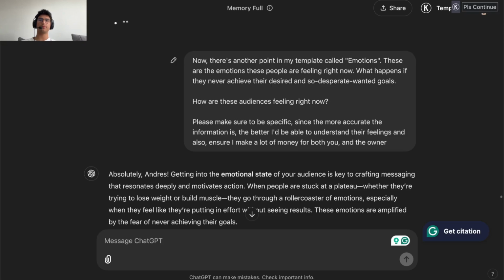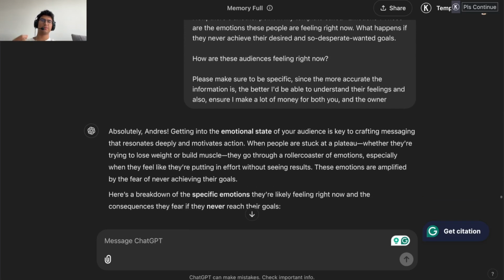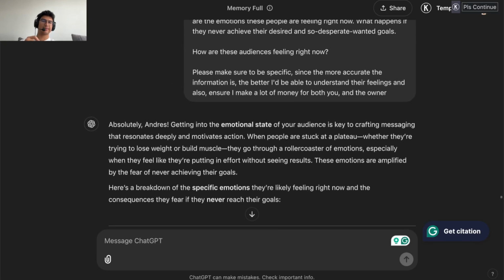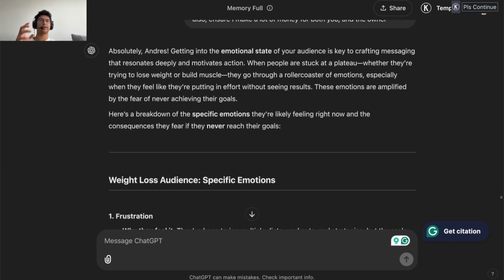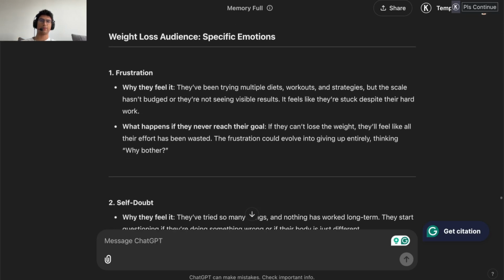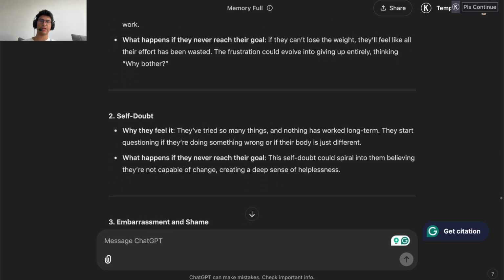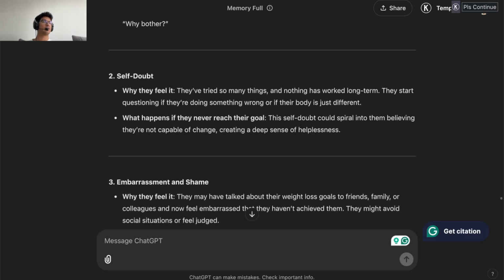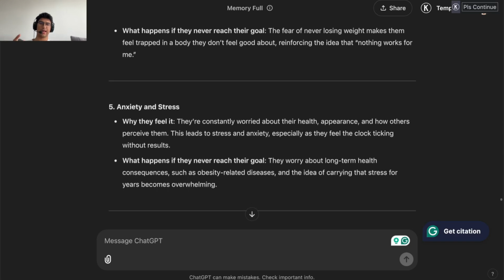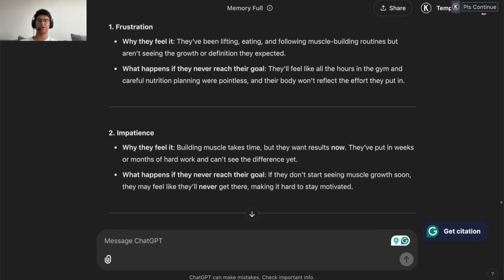Okay, so now there's another point in my template called emotions. These are the emotions these people are feeling right now. What happens if they never achieve their desire and so desperately want it? How are these audiences feeling right now? Please make sure to be as specific. And so I asked this about the emotions because I want to be able to understand what they're feeling right now. And so what they felt, multiple diets, blah, blah, blah. So they feel frustration, self-doubt. At this point, I don't think it's necessary to ask this because this would come when you ask for their fears and their frustrations. So there's no need for you to do this. I don't even know why I did this.